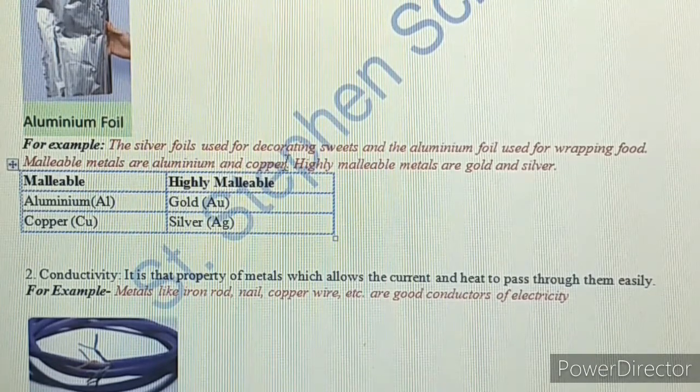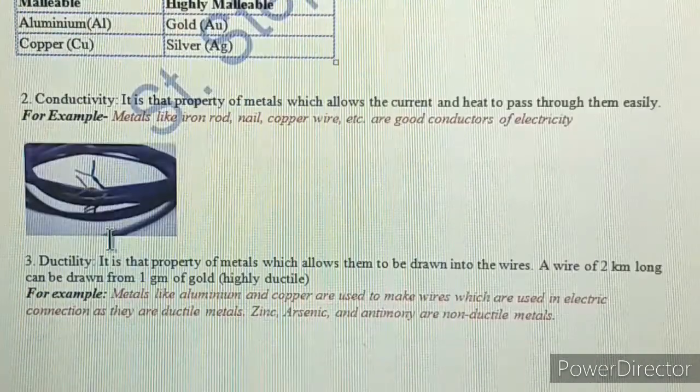Malleable metals are aluminium and copper. Highly malleable metals are what? Gold and silver. You know that gold and silver are basically used for making jewelries, and if they are not malleable, if they are not beaten into sheets, it is not possible for us to make jewelry from them. So highly malleable metals are which ones? Gold and silver. And the metals which are malleable are what? Again, aluminium and copper.